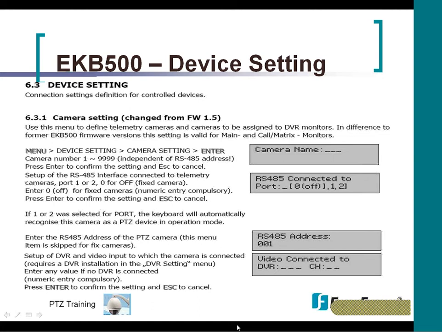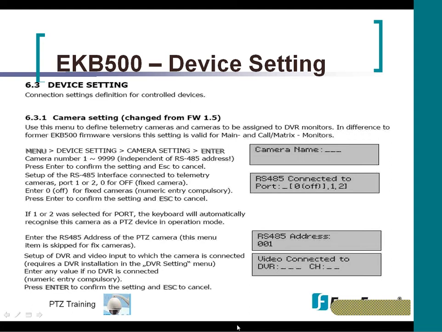Okay, by setting up the device setting this way, the keyboard itself is able to, as soon as you choose that particular camera, know what DVR it's coming off of and be able to control it, so you do not have to specify which DVR you want to pull up. Once this process is set up, the keyboard is smart enough to tell which DVR you're looking for and which camera, and will automatically gain control.